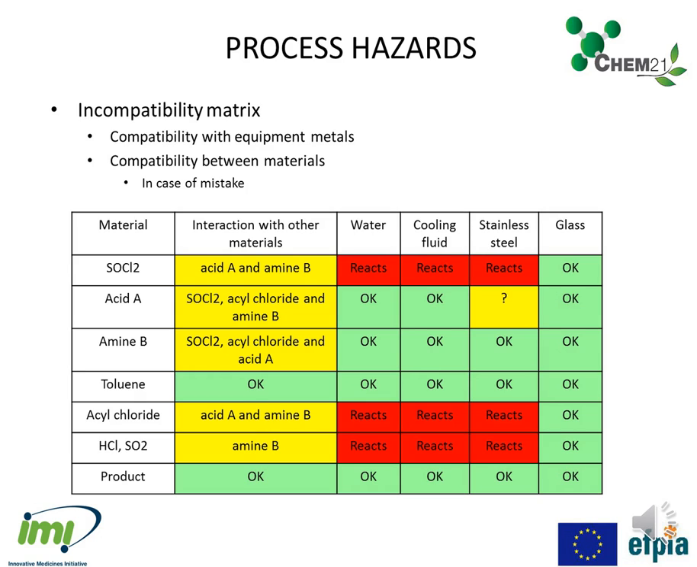You can use color codes to highlight the hazardous phenomena. In this case, for example, the reaction must be run in a glass-lined reactor, and the condenser must be empty or filled with an inert fluid such as toluene.